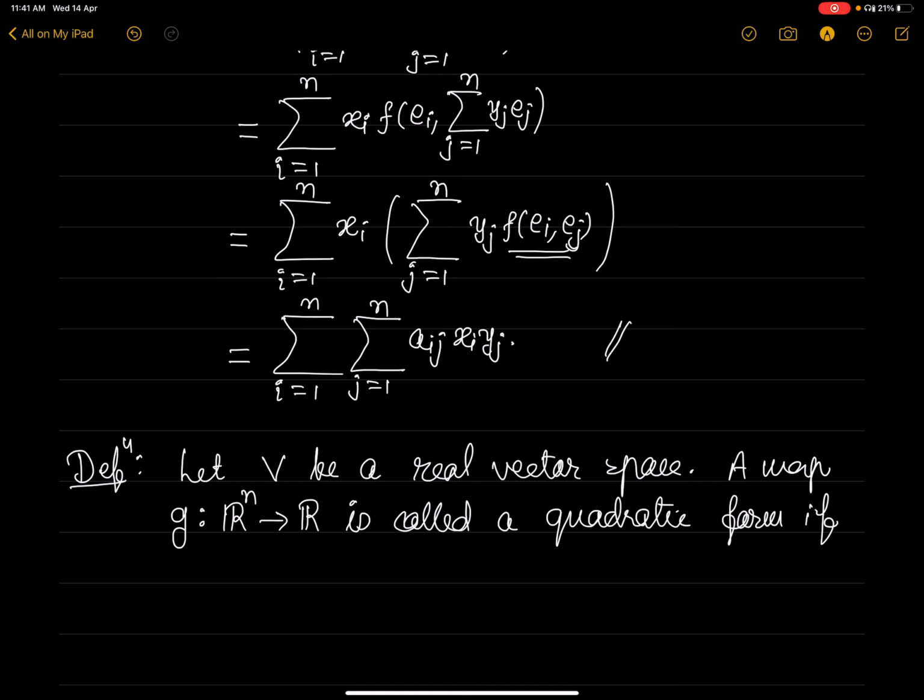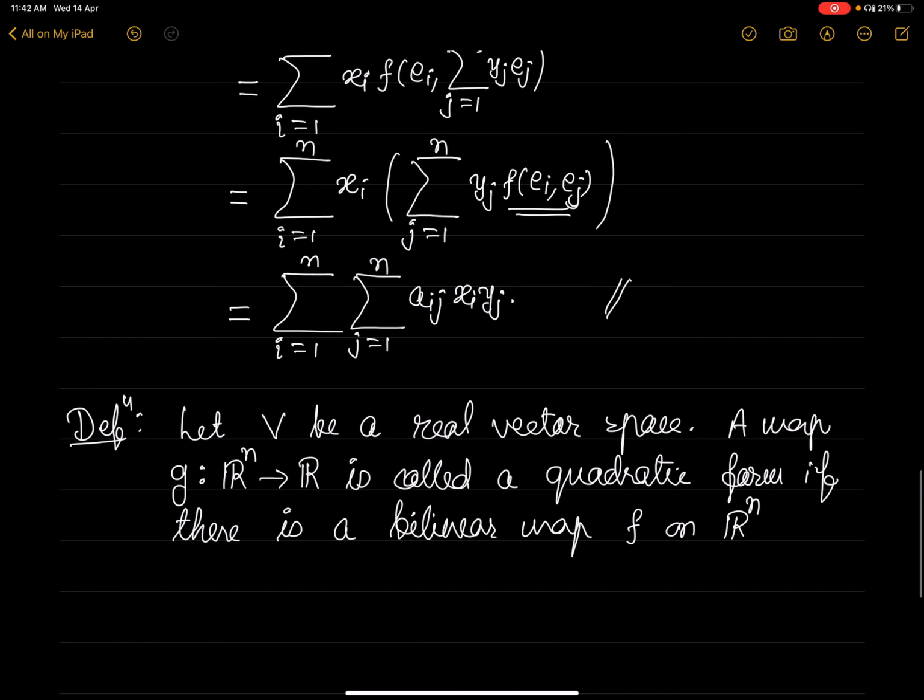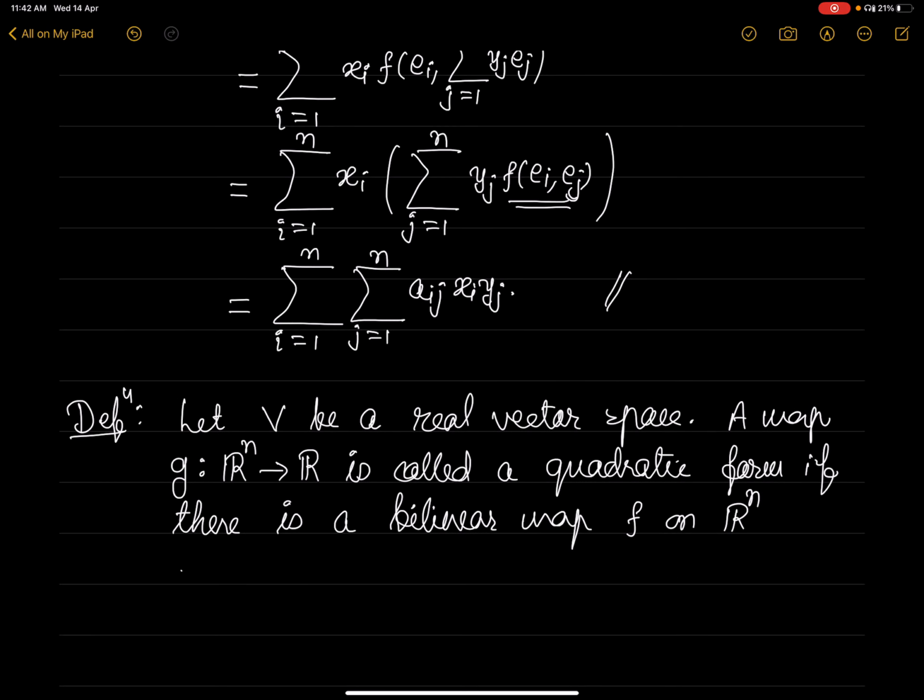If there exists a bilinear map F on Rn, it means F is a function from Rn cross Rn to R. I made a mistake, that is my mistake. I should write: a map G from V to R.